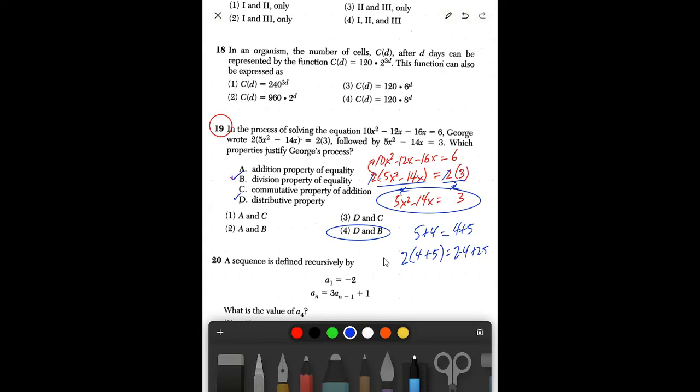If I want to do the associative property, if I say 2 plus 3 plus 5, and then over here, if I do 2 plus 3 plus 5, if I regroup, this is the associative property. So this is associative, this is distributive, and this is commutative.